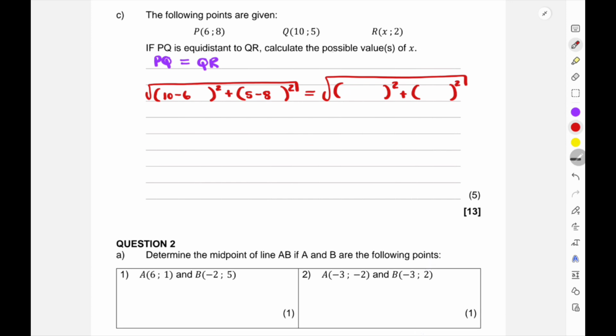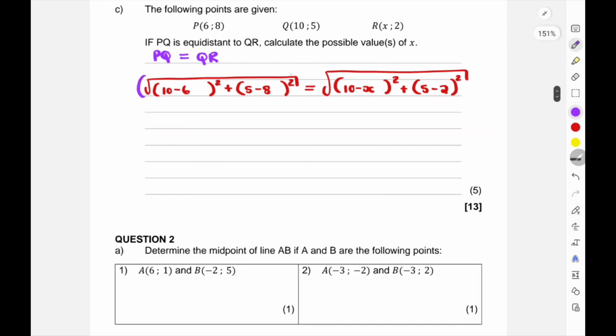and here with QR, let's do the x's 10 minus x and the y's 5 minus 2. Okay, because you've got an equation, you can say, well, if I square this, the square root falls away. And what I do on the one side, I have to do on the other side. So basically, you're taking the square roots away, but it's only when you are dealing with an equation. Okay, and 10 minus 6 squared gives you 4 squared, which is 16. 5 minus 8 is negative 3. Negative 3 squared gives you a 9. So this would be 25 on this side.